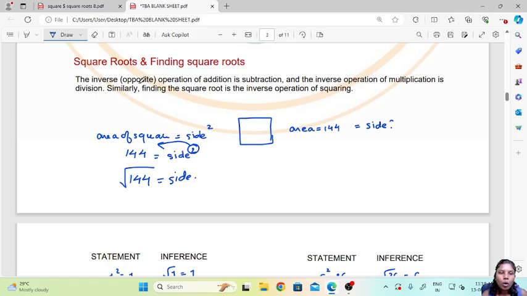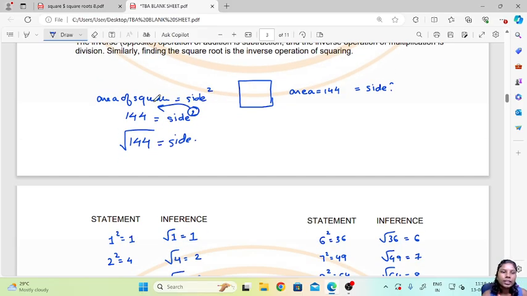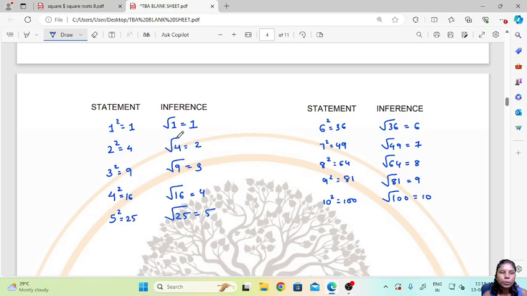So the inverse, opposite operation of addition is subtraction. Then of multiplication we know it is division. So similarly, if we have square root, its inverse operation is squaring. So if this is squaring, then if I transpose it to the other side, it will become the square root.